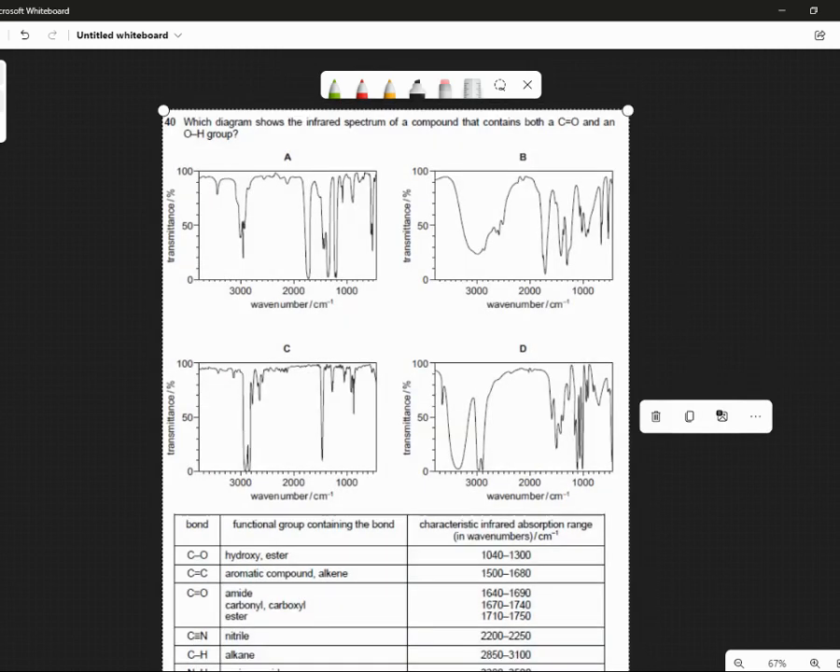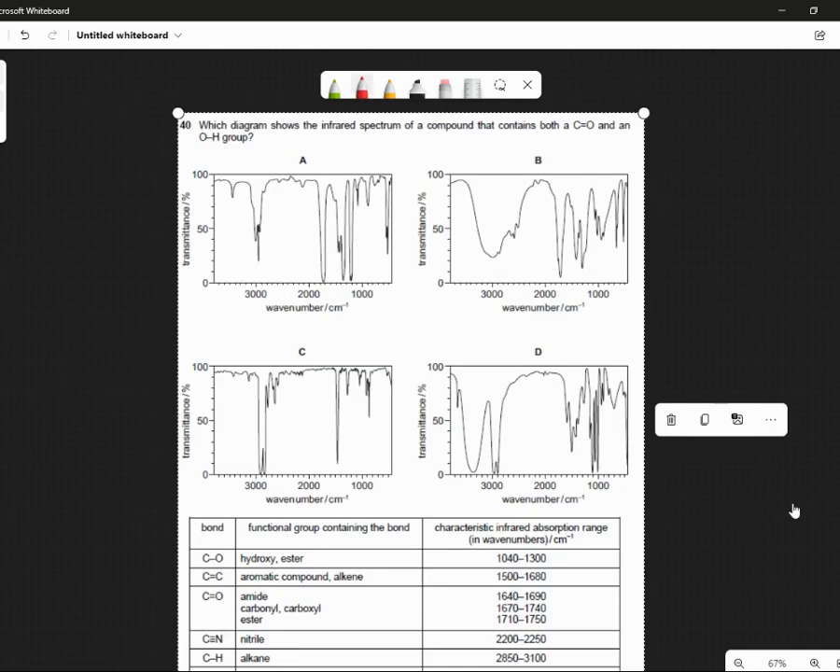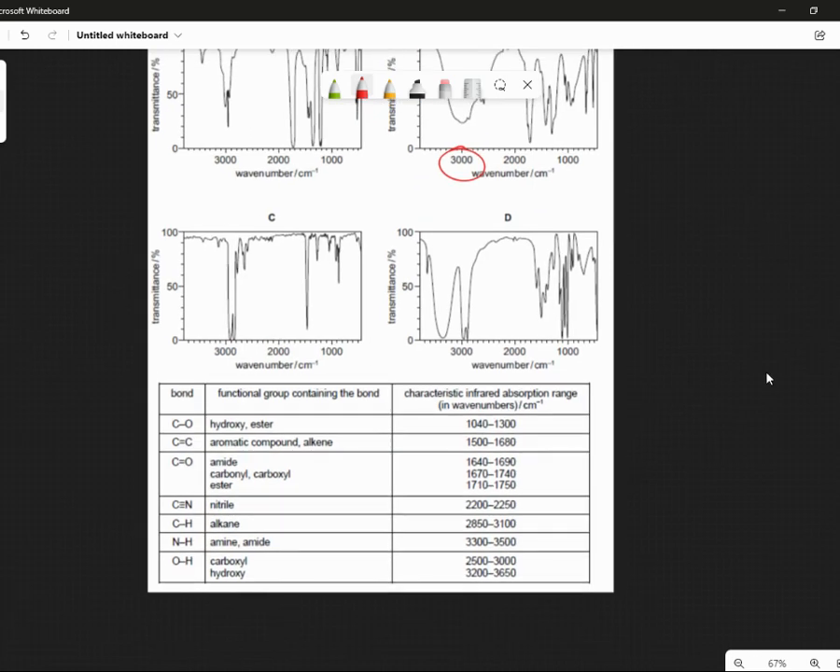Now let's have a look. Which group shows the infrared spectrum of a compound that contains both a carbonyl and an OH? And they give you things at the bottom to help us. I know a little bit of this, because I've done millions of these in my life, so I can do this quite quickly. If you've got an OH, it's around 3,000. Let's have a look down here. Yes, it says around 3,000.